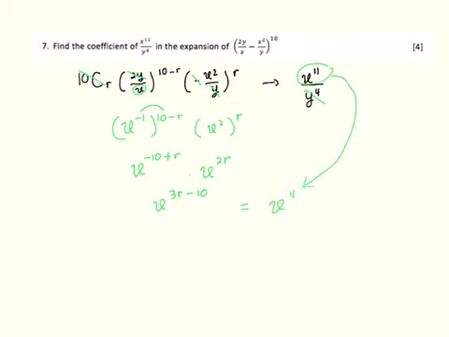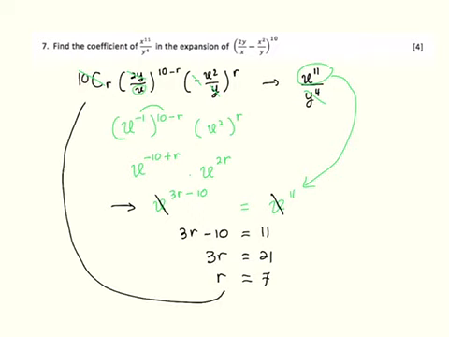So now you see this is the exponential equation, same base number. 3r minus 10 is equal to 11, 3r is equal to 21, and r is equal to 7. And then finally I substitute back r is equal to 7 into the binomial theorem formula to get the coefficient of the specific term.